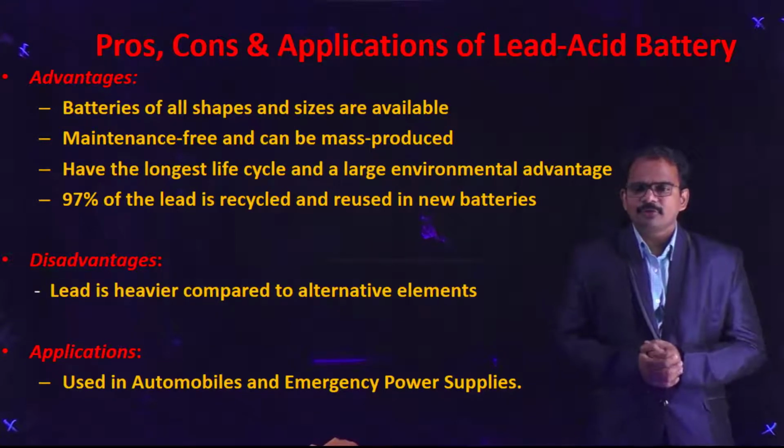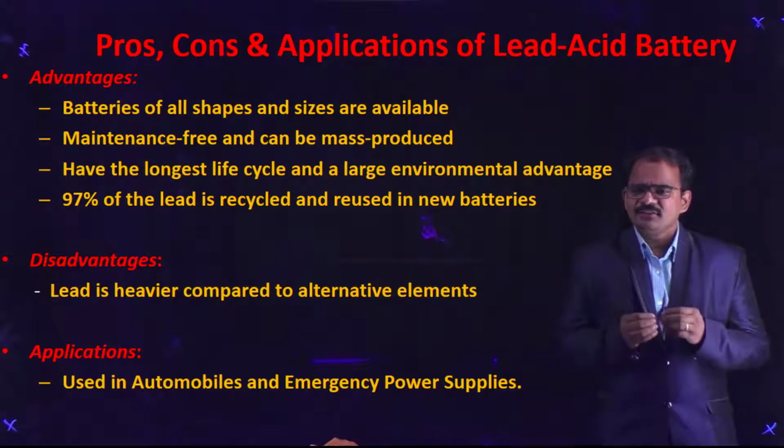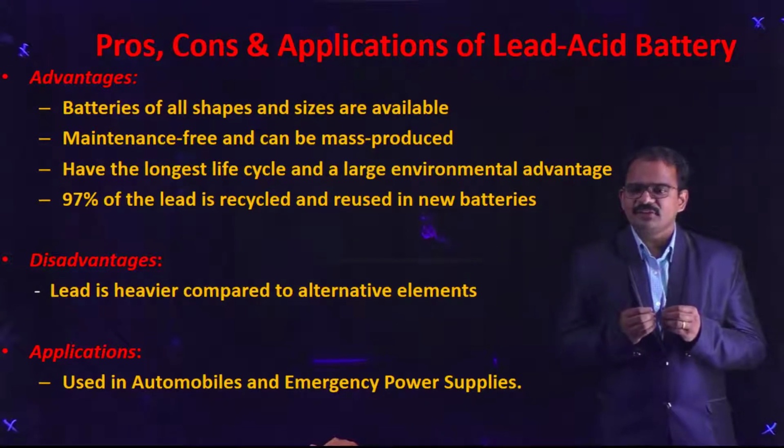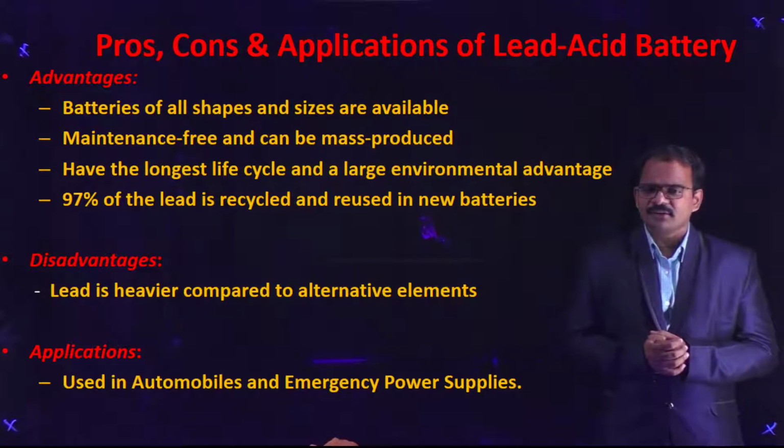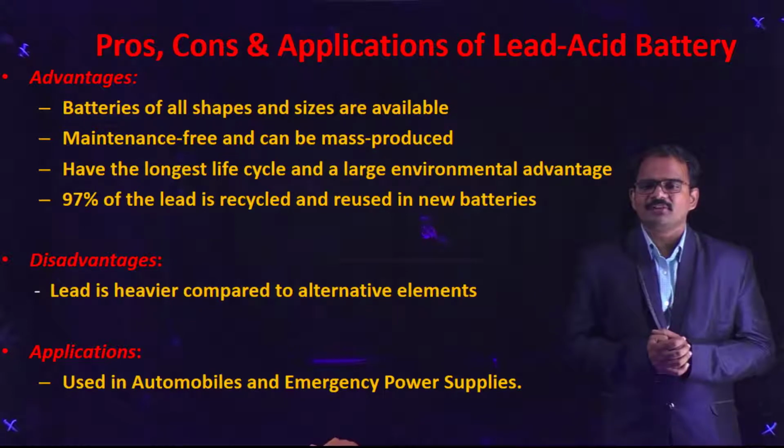And what are the drawbacks of these lead acid batteries? The lead used in these batteries is heavier compared to alternative elements, and lead is a very toxic chemical. Coming to the applications, lead acid batteries are extensively used in automobiles as well as emergency power supplies like UPS and inverters.